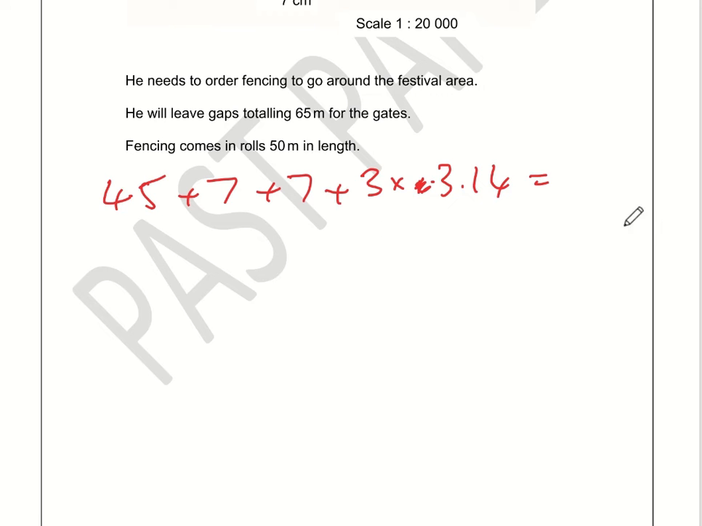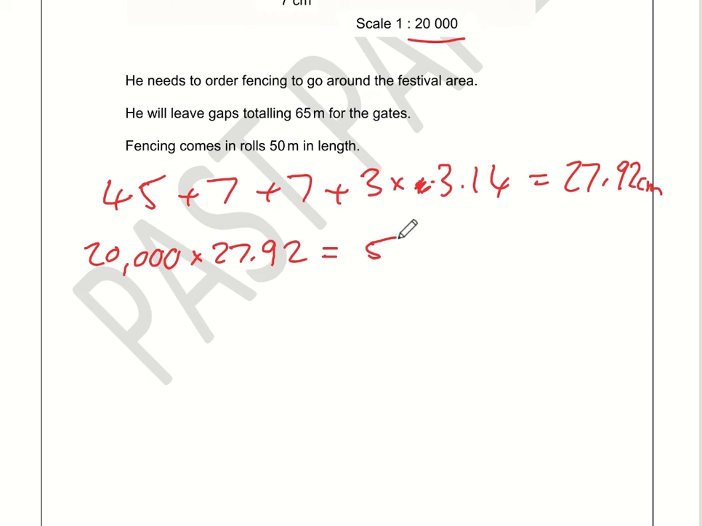And that comes to 27.92 centimetres. Now I'm going to multiply that one by 20,000 to turn it into real life measurements. So 20,000 multiplied by 27.92, that comes to 558,400. Now be careful, this is still centimetres.